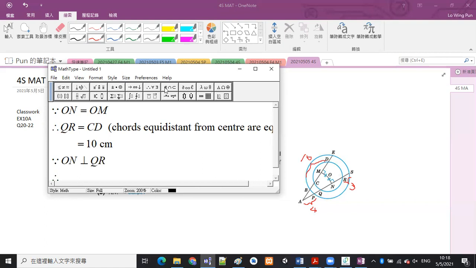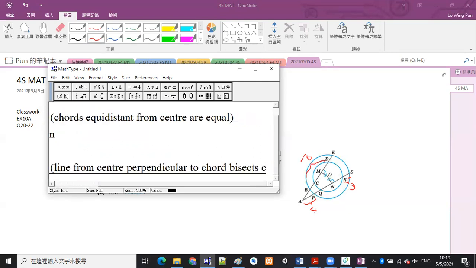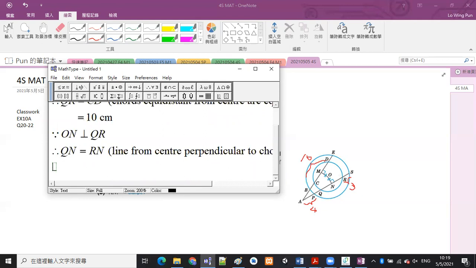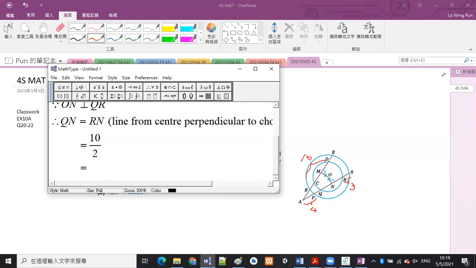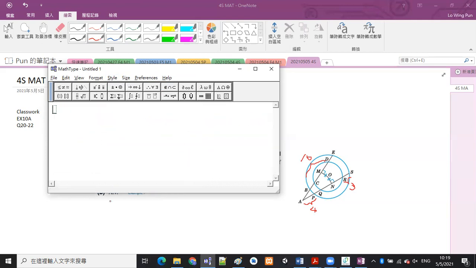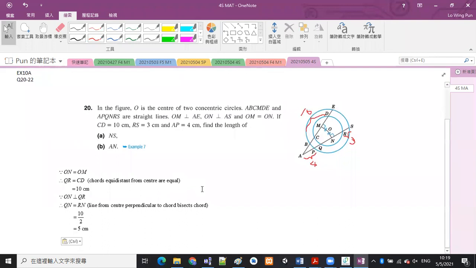Therefore, we have the result that N is the midpoint, which means that QN and RN are equal to each other. Okay, so that will be line from center perpendicular to chord bisects chord. Okay, and then they will both be equal to 10/2, that is 5 cm. Okay, 抄過嚟先啦。Now we have found that QN and RN are both equal to 5 cm.